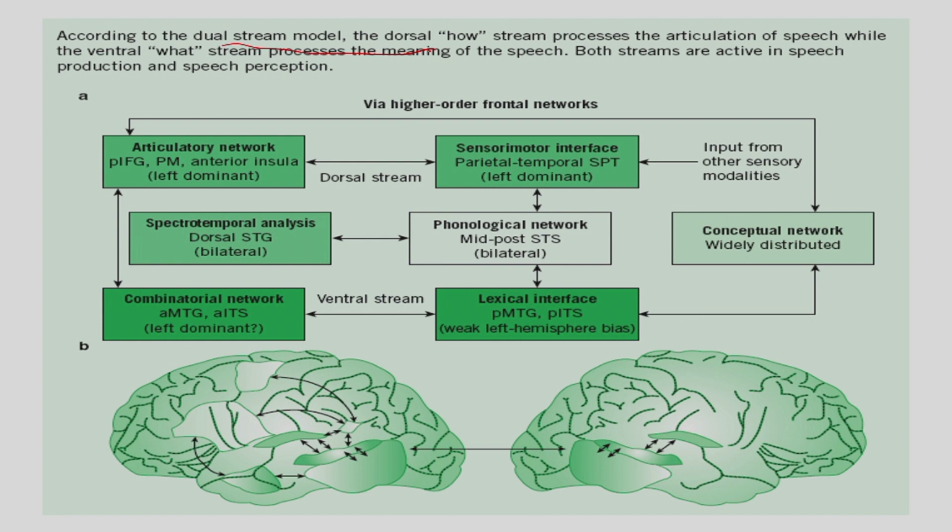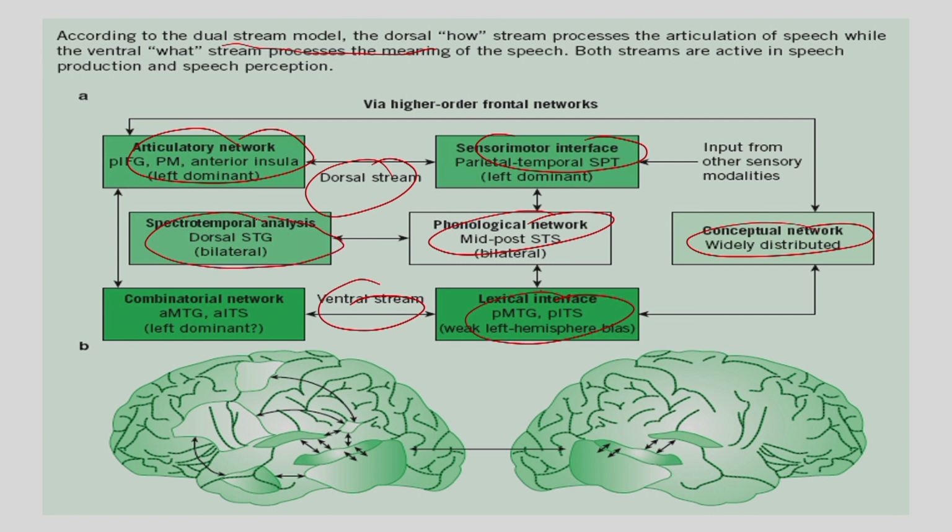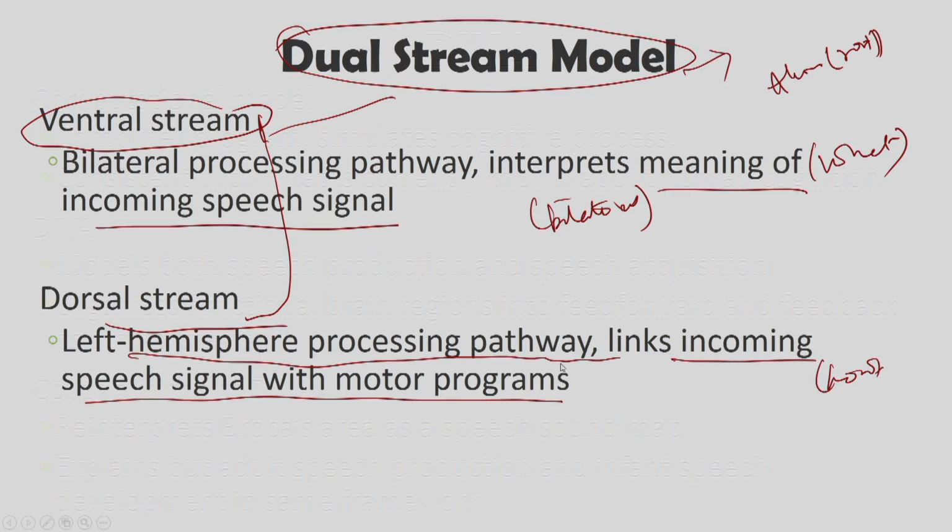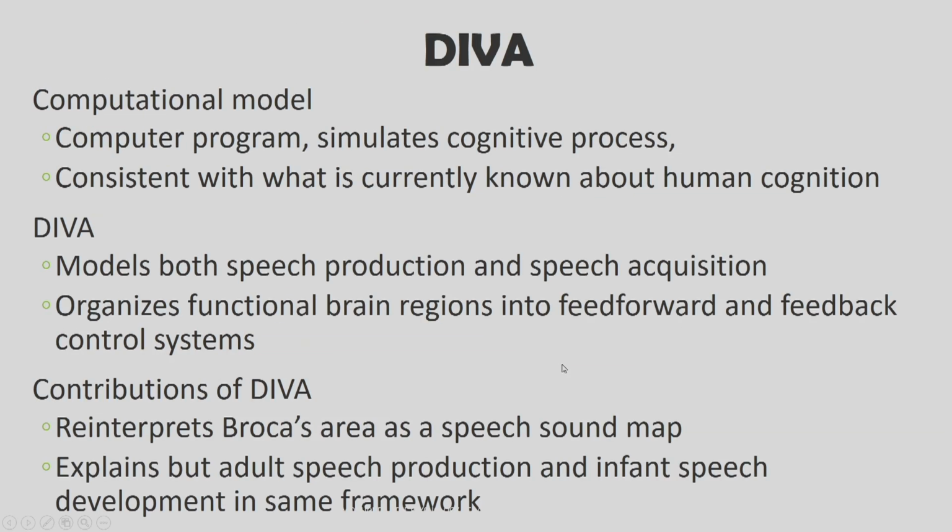This is how the dual stream model really works. This is the dorsal stream, this is the ventral stream. So, you have the articulatory network, somatosensory interface, input from other sensory modalities. You have the conceptual network here, phonological network here, lexical interface here, spectrotemporal analysis here, and combination networks here. And so, this is how the information in the left and right hemispheres interacts for producing the speech stream. And besides that, we have another theory which is called the DIVA theory.